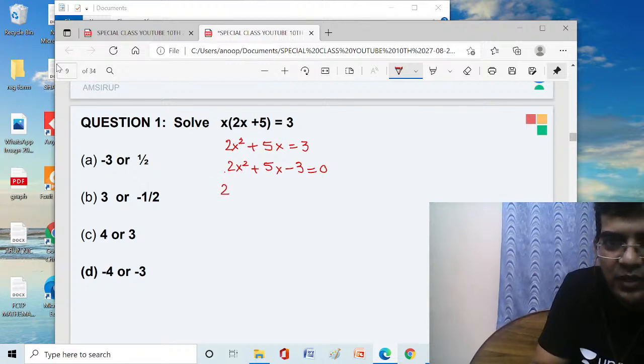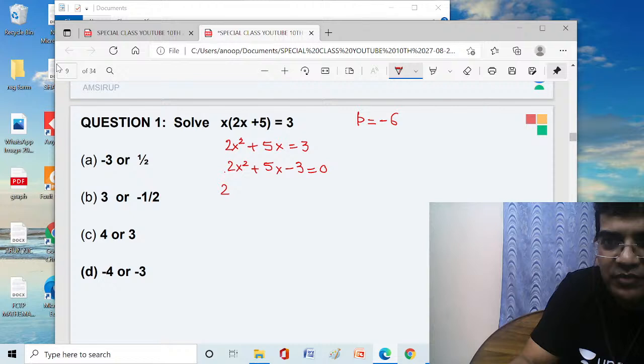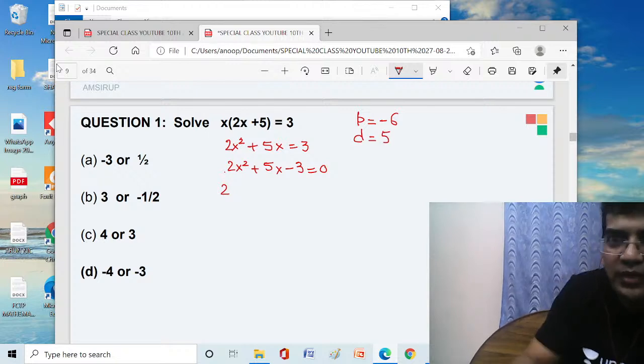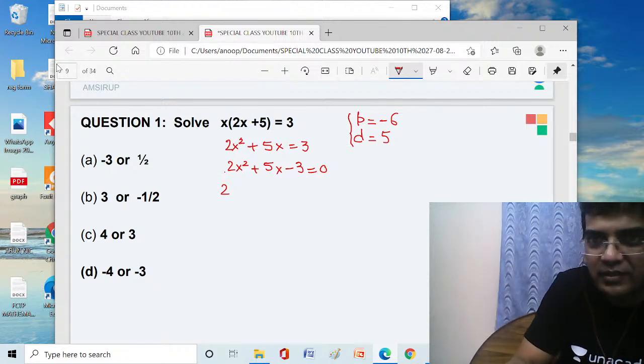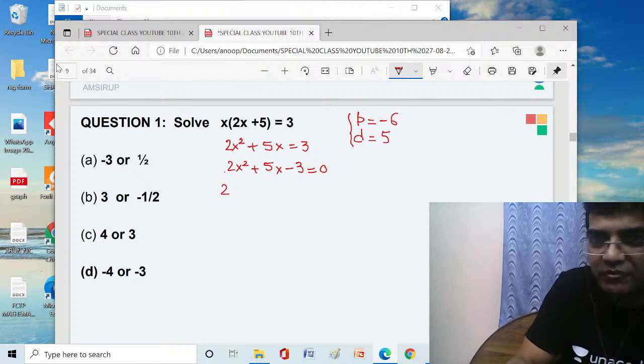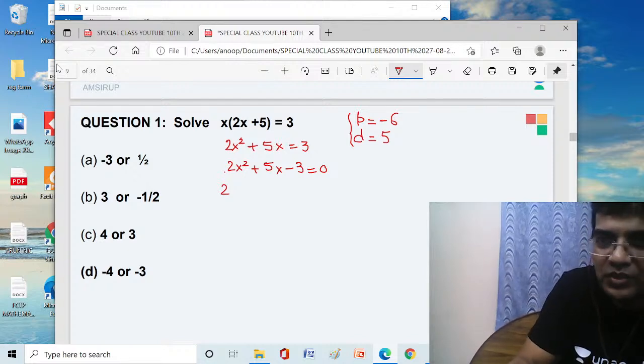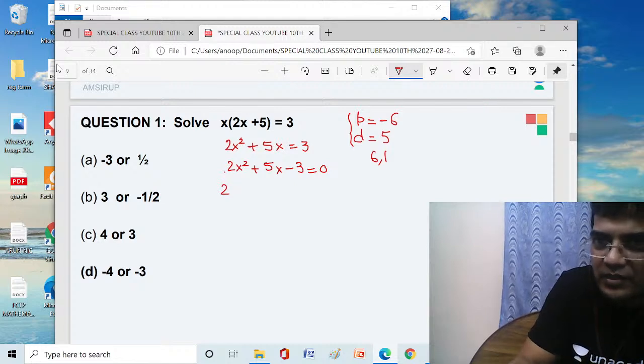Now here you can see the product required is negative, right? Now if the product is negative, we say the difference required, and that will be equal to 5. Okay, so that means we require two numbers whose product will be minus 6 but their difference will be 5. So we can say 6 and 1. We need two numbers whose product is 6 but their difference is 5. So we can say 6 and 1.